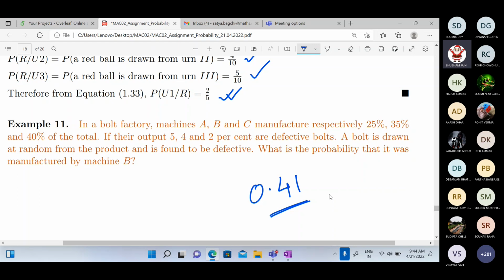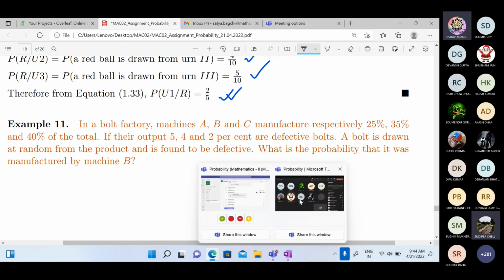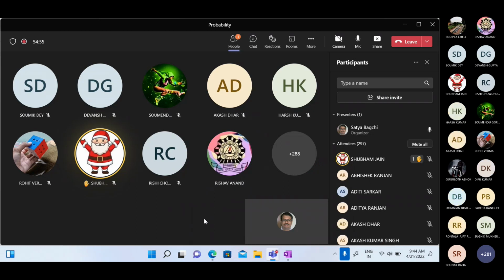Yes, sir, 0.405 has come. 0.41 is coming, sir. Right, sir. 28 by 69 is right for the answer. It is coming as 0.40579 something, 28 by 69. Achha, 1 minute. Sir, correct. 0.41. Correct, sir. Okay, Rishabh, can you explain?